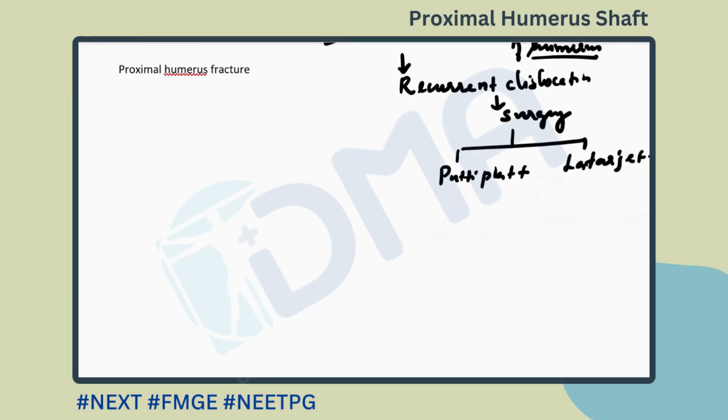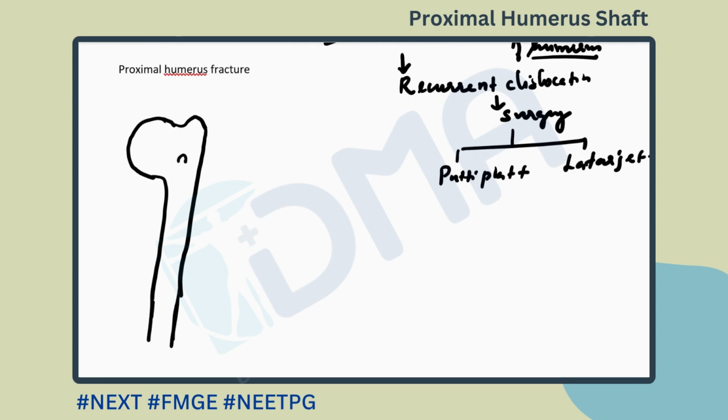Proximal humerus fracture. I hope you all know the anatomy of proximal humerus. Can anyone tell me what is this? This is head of the humerus. This is greater tuberosity of the humerus, and this is the neck of the humerus, and you get a tuberosity here called lesser tuberosity. Then the shaft of the humerus goes.